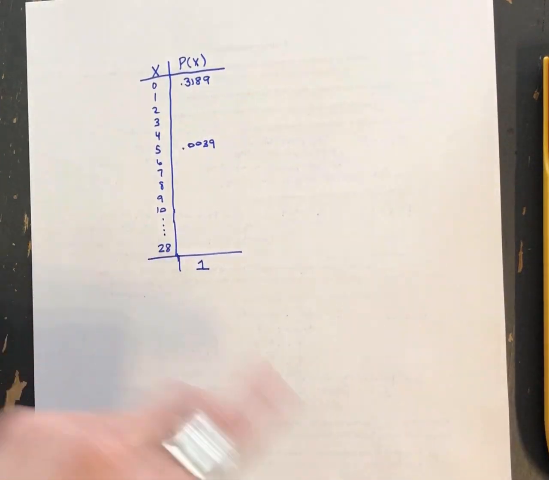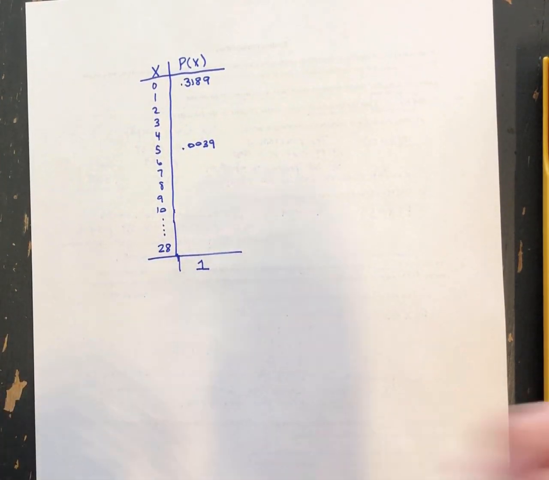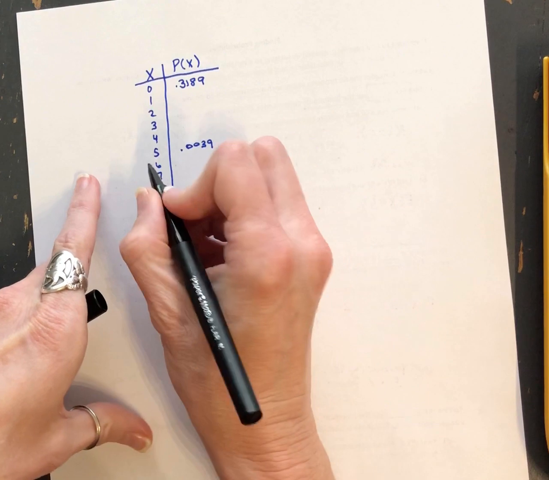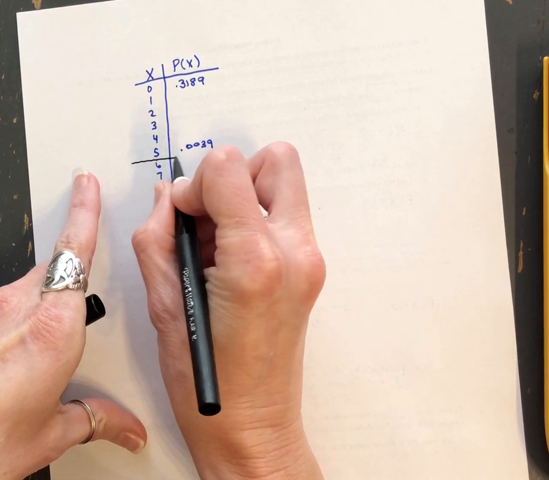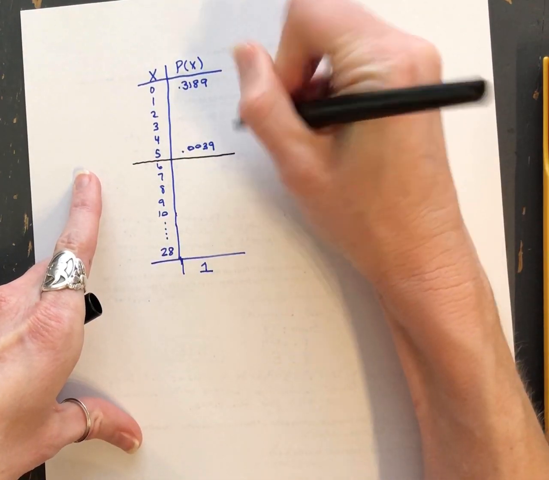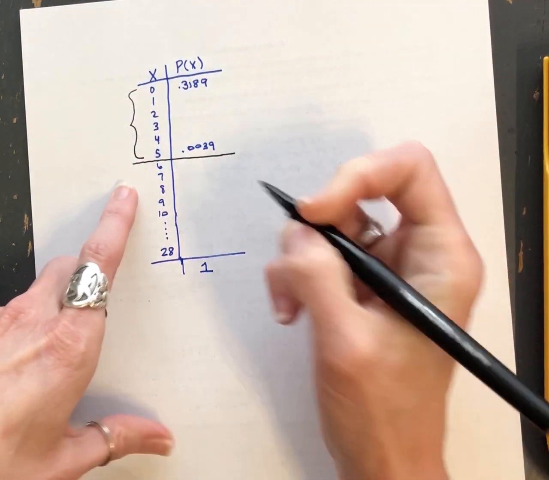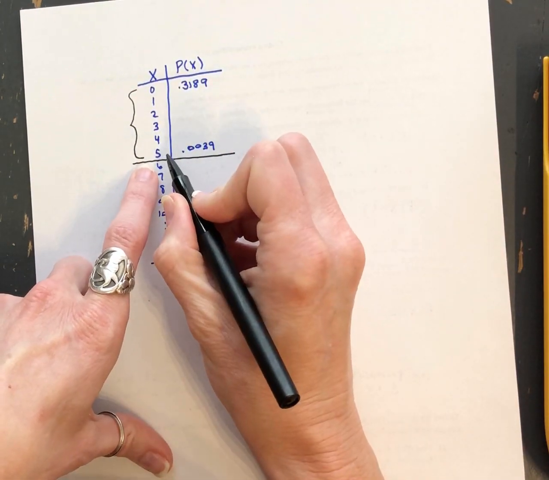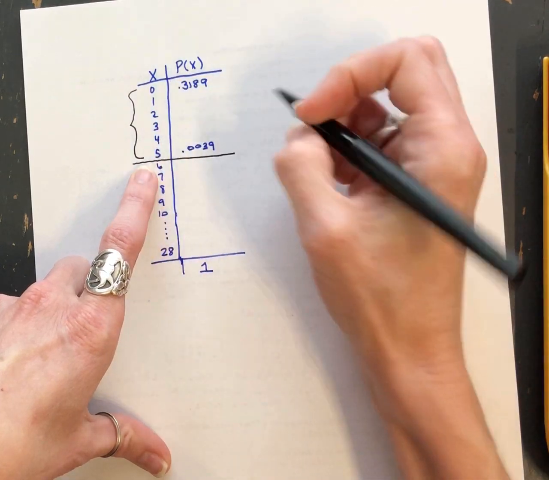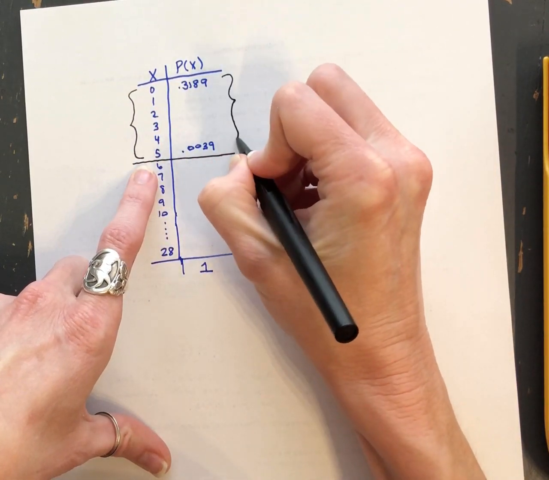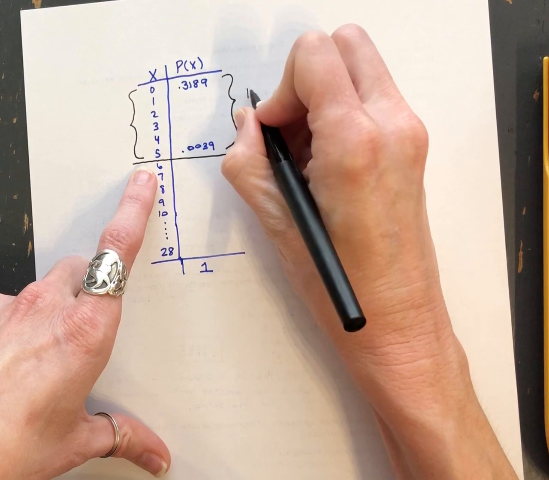Okay, and so again, to make sure that we understand what we're looking at here, what we just did is we found the cumulative probability that X was 5 or less. So if we found each one of those probabilities and added them up, right?